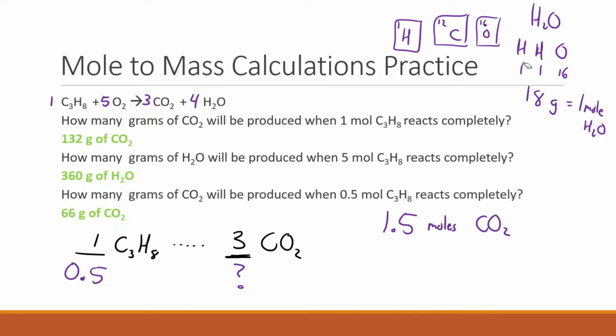And then using that same 44 that we had before for CO2, 1.5 moles of CO2 is going to be 66 grams if 1 mole is 44. So we're still using our mole ratio, we're still getting these values of moles, but we're throwing in this extra little mass conversion.